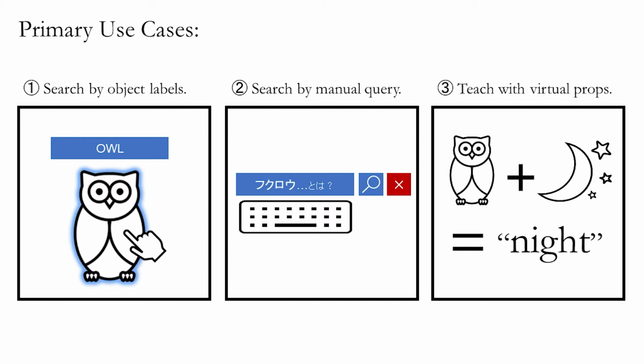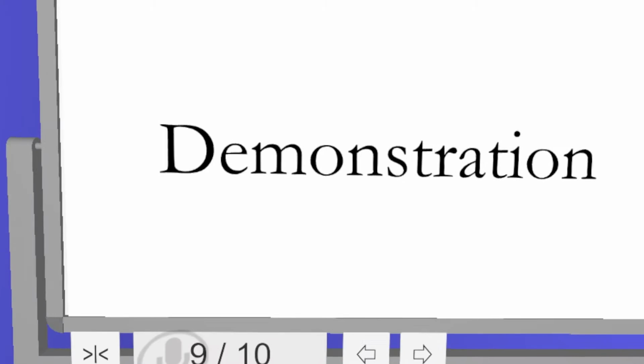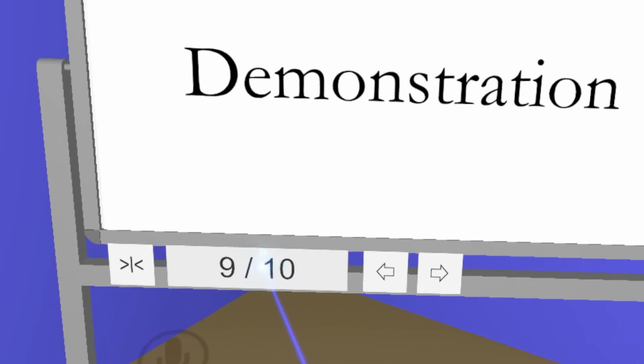Currently, we imagine 3 primary use cases for this technology. One is searching for words by object labels. So in this instance, a picture of an owl could be selected, its label would be displayed, and then this word could be searched from the label. Additionally, users could manually search for a word by typing it into a virtual keyboard. This is useful in scenarios when users are talking to other users on a platform and simply do not know which word to use. Additionally, users could combine 2 virtual objects to explain some other word or concept, such as night in this case.